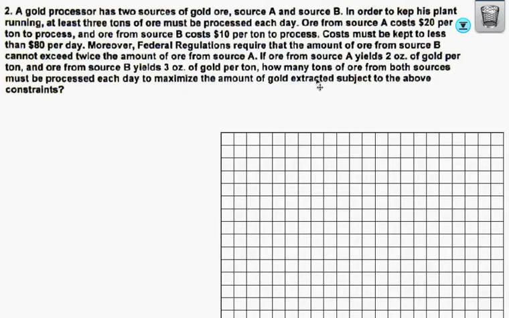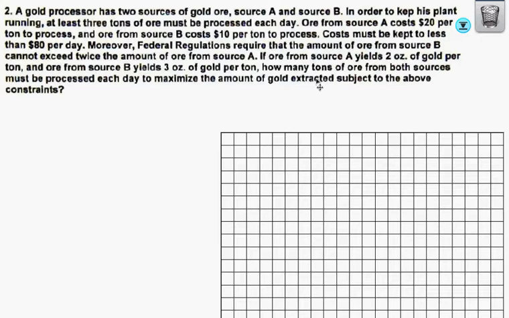A gold processor has two sources of gold ore, source A and source B. In order to keep his plant running, at least 3 tons of ore must be processed each day. Ore from source A costs $20 per ton to process, and ore from source B costs $10 per ton to process. Costs must be kept to less than $80 per day.